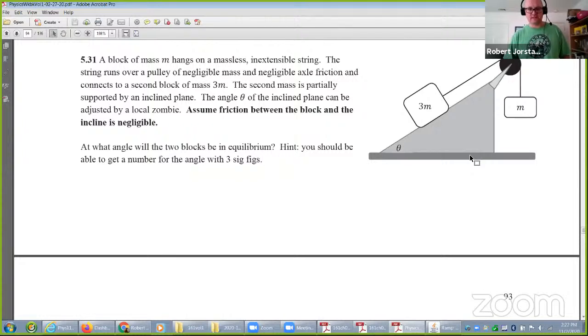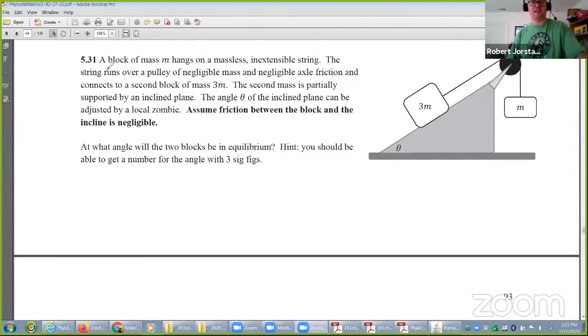So let me get this down here. Let's go here with this annotation. All right. So let's read through this together. You have a block of mass M, hangs on a massless, inextensible string. Let's start with the inextensible. When you see inextensible string, what does that tell you?